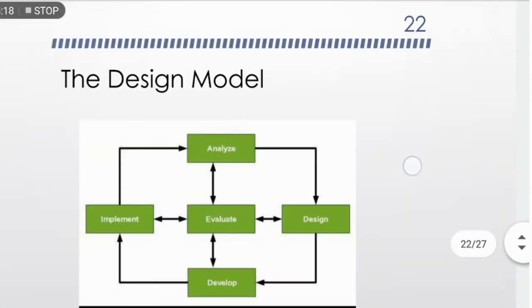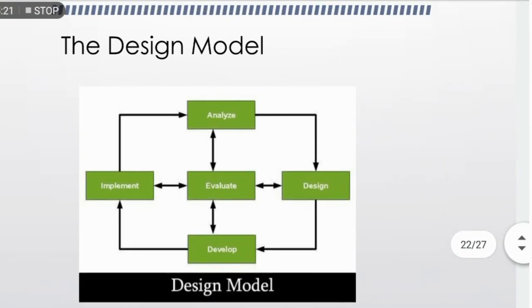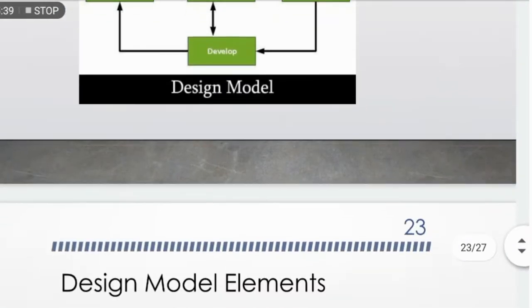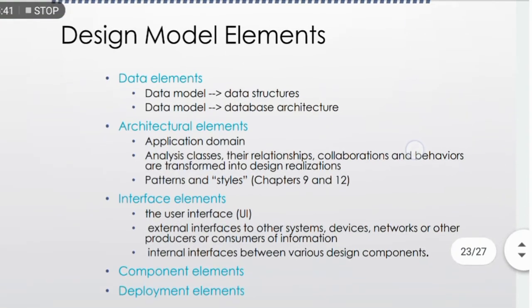Now next we will see the design model. The design model basically consists of analysis, design, implement, evaluate or develop. So this is your design model. The design model consists of different types of elements, such as the design elements, or the design modeling elements. So design modeling elements are the data elements, architectural elements, interface elements, component elements and deployment elements. We are going to elaborate one by one in detail.